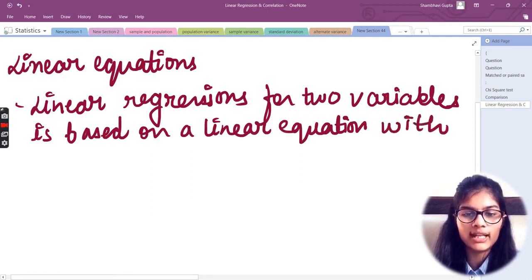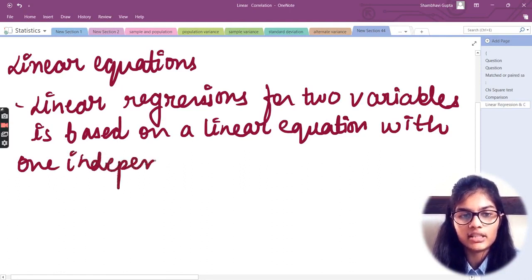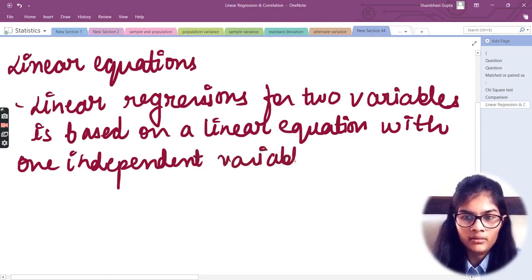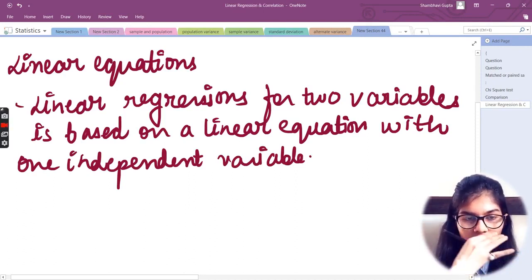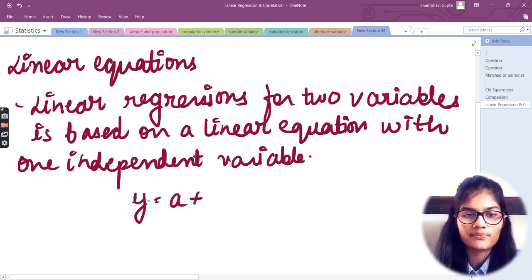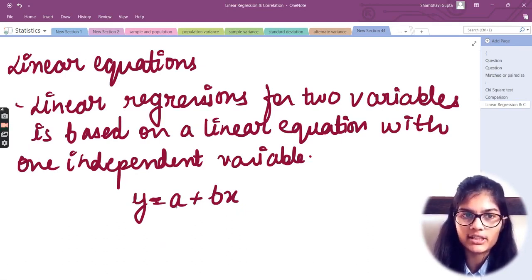It's based on a linear equation with one independent variable. The form we have for linear equations is y = a + bx. I hope many of you are familiar with this form, because we get these things in our younger classes. We have already studied these things in our younger classes.